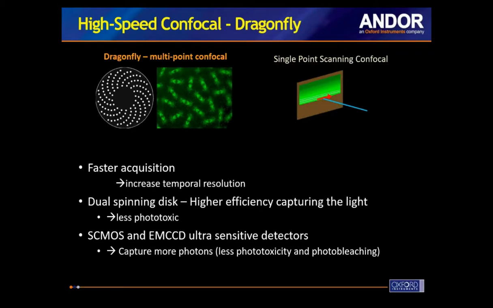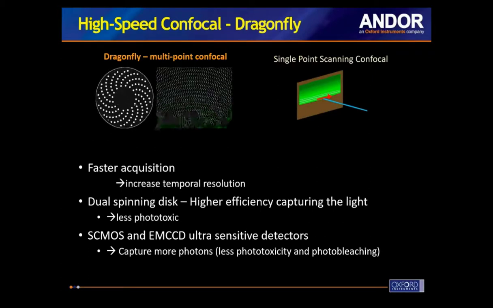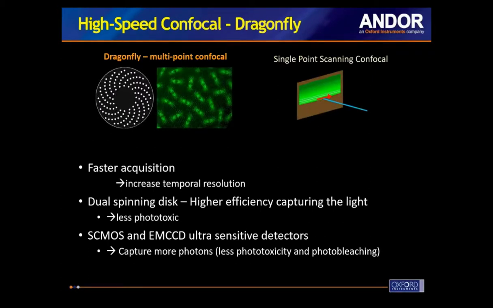Because we have a dual spinning lens system, there's higher efficiency in the capture of light, and therefore it's less phototoxic. And this, combined with Andor's highly sensitive detectors just presented by Alan, delivers the capture of more photons of an image, and it's less phototoxic and less photobleaching, and you can capture even the dimmest signals in a cell.